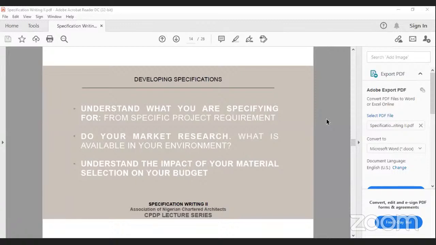You must have done some of your own research yourself. And that's why you must understand what you're specifying. Sometimes it may not be the manufacturer's fault. Sometimes it may just be your own lack of understanding on the material at hand. You like a particular material, it looks nice. It doesn't mean that you can use it for the item of work that you are planning to use it for.